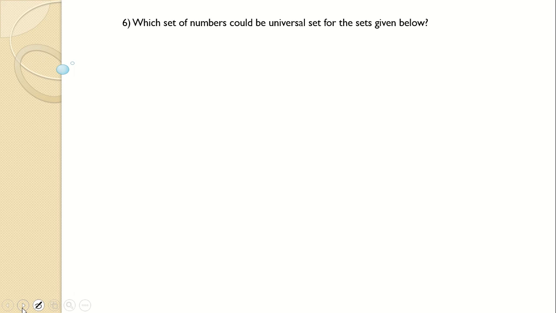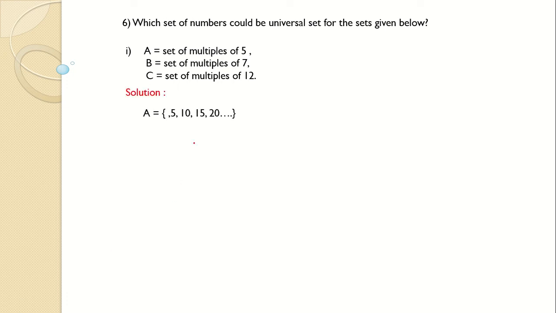Which set of numbers could be the universal set for the sets given below? Set of multiples of 5, set of multiples of 7 and set of multiples of 12. Multiples means you are going to write the tables, right? Table of 5, table of 7. These are all infinite sets. It goes infinitely: 5, 10, 15, 20, and so on. Then the next is 7 and that of 12. These are all the multiples.